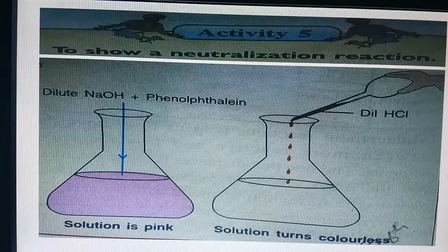Again, if you add a few drops of sodium hydroxide with the help of the dropper, it will start becoming pink. And again, if you put acid slowly, it will become colorless. That means acid can neutralize the effect of base, and base can neutralize the effect of acid. So this is all about double displacement reaction. Thank you.